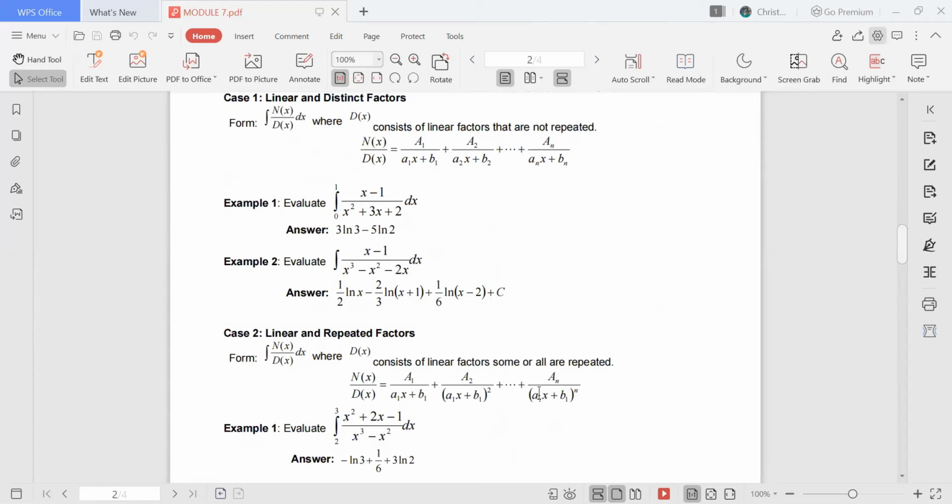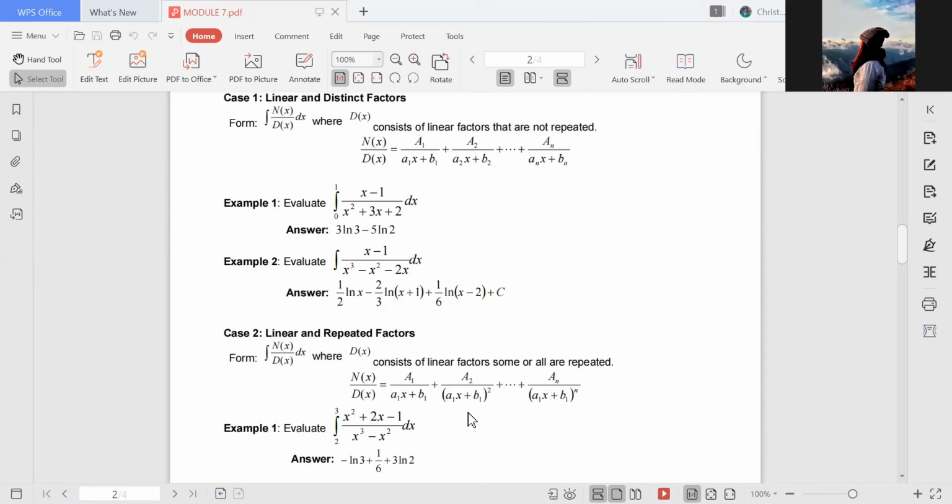So it means that in the denominator, some of the factors are repeated, or maybe all of the factors are repeated. If the factors are linear, for case 2, N of x over D of x, you will have A sub 1 over a sub 1 x plus b sub 1, plus A sub 2 over (a sub 1 x plus b sub 1) squared, up to A sub n over (a sub 1 x plus b sub 1) to the n power.